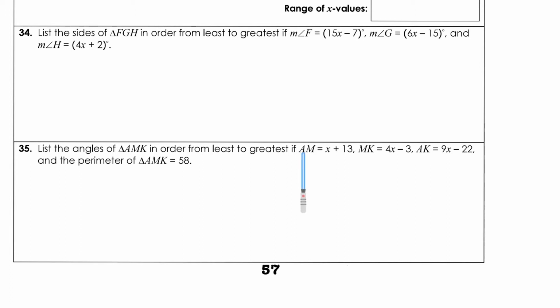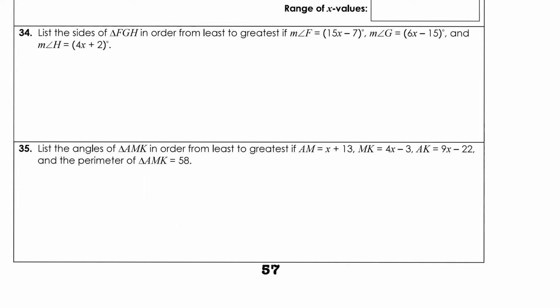But look at this, we're given sides. Does it make sense to add up the sides and have it equal 180 degrees? That doesn't make sense, to have a side length plus a side length plus a side length equal 180 degrees of an angle. However, we do have the perimeter to be 58.